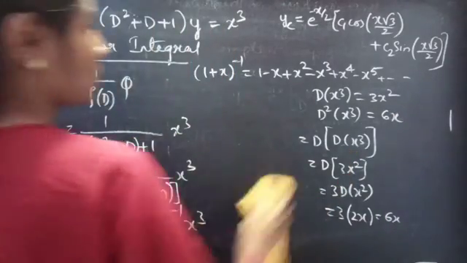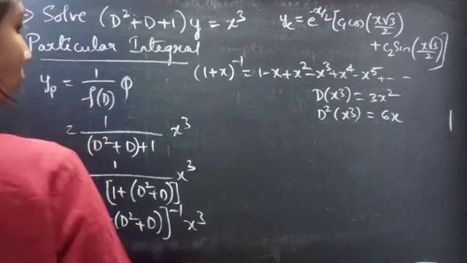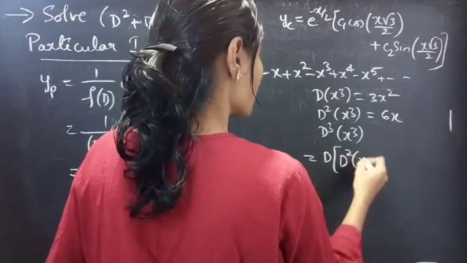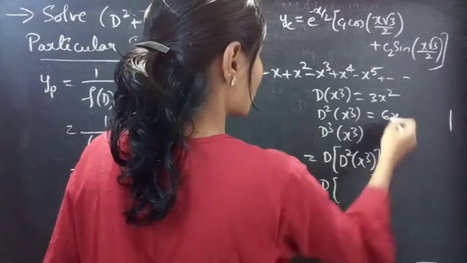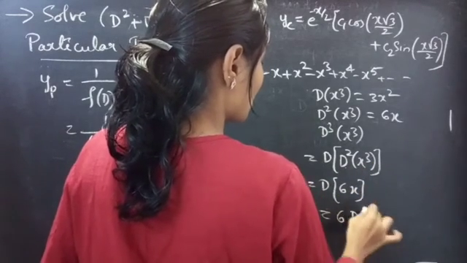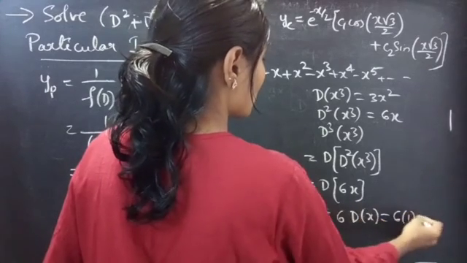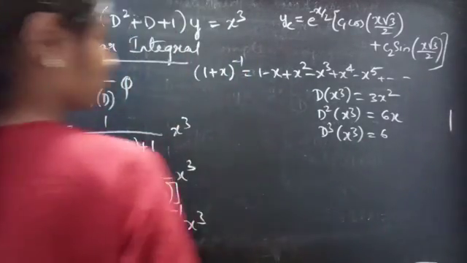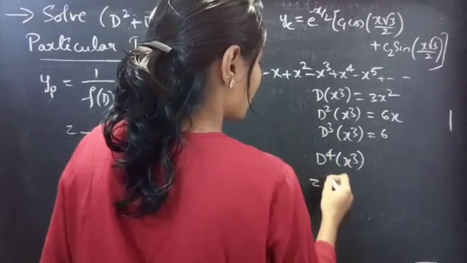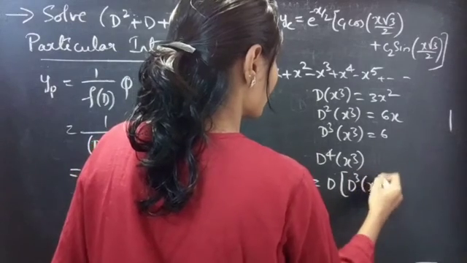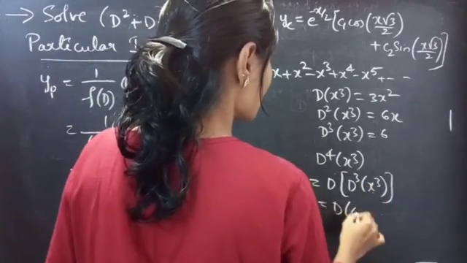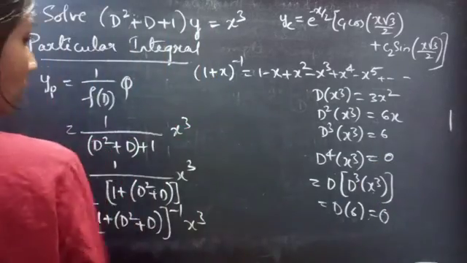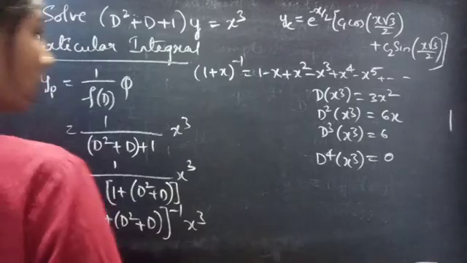Now let's find d cube of x cube, which is given by the derivative of d square of x cube. We have the value of d square of x cube, which is 6x. Then we can write it as 6 into the derivative of x. We know the derivative of x is 1. So we'll get 6. Now let's find d power 4 of x cube, which is given by the derivative of d cube of x cube. We have the value of d cube of x cube, which is 6. And we know that the derivative of a constant with respect to x is 0, right? So d power 4 of x cube is 0. Likewise, we'll get 0 for the higher powers.